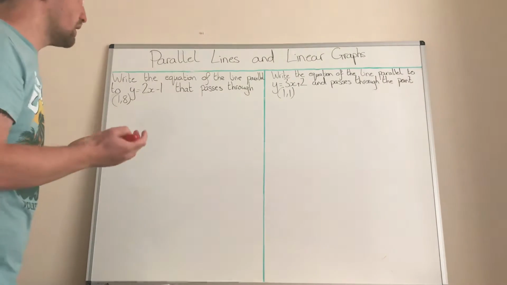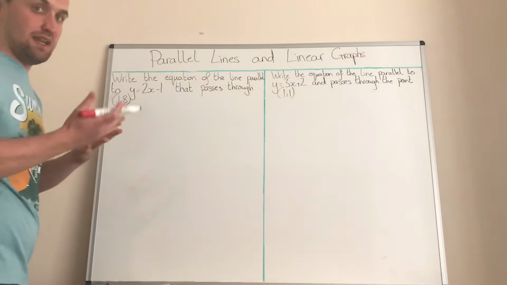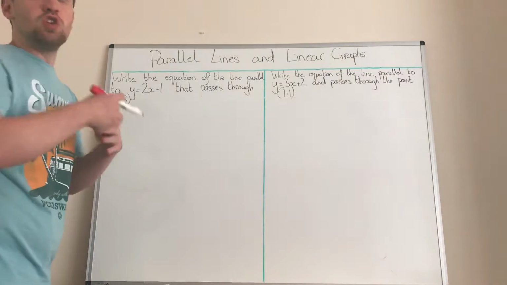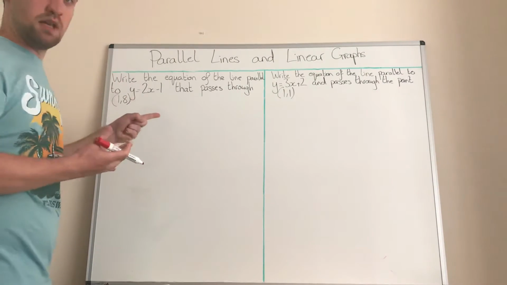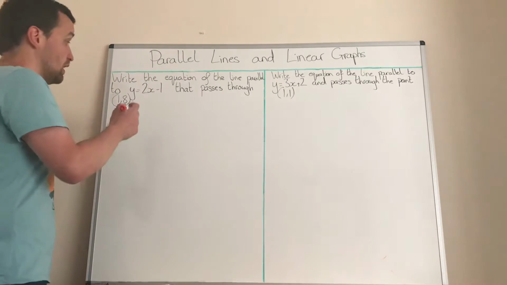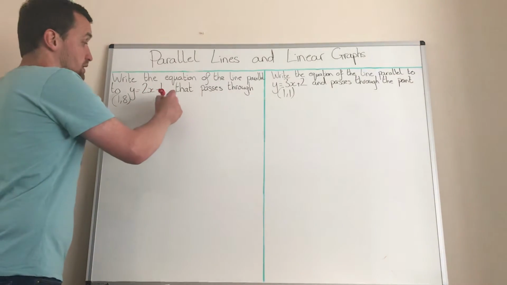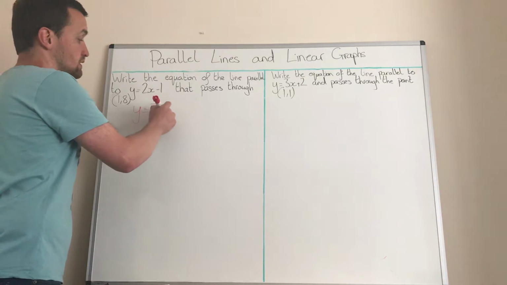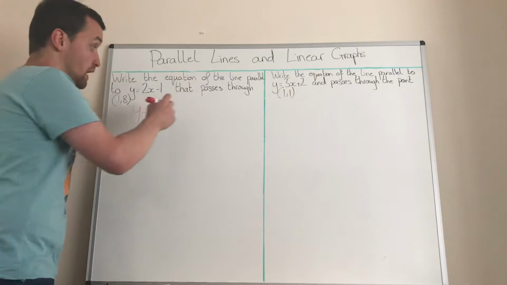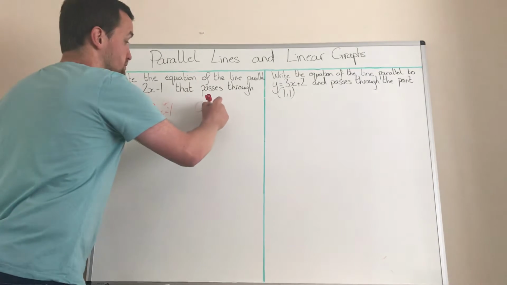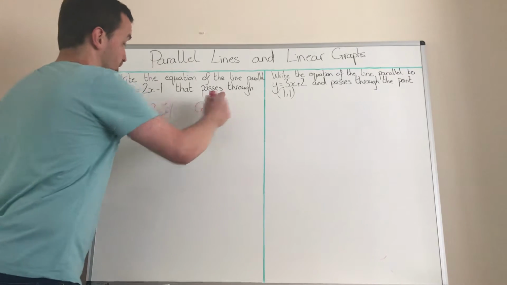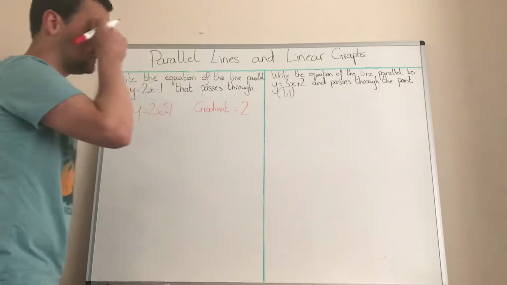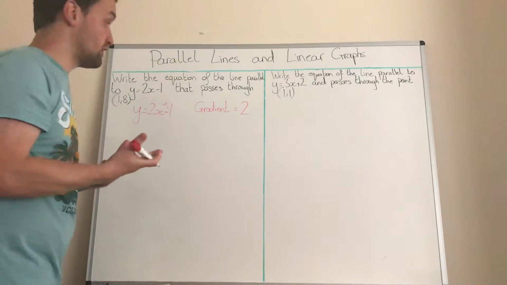Typical question. Half of this we already know, we did it in the previous lesson. If you are still struggling with the gradients of parallel lines, you need to look back at what we did in the previous lesson, because this is going to build on that. So the original line is y equals 2x minus 1. Our gradient here is the value that comes in front of the x, so our gradient is 2. We've been doing that for a while.